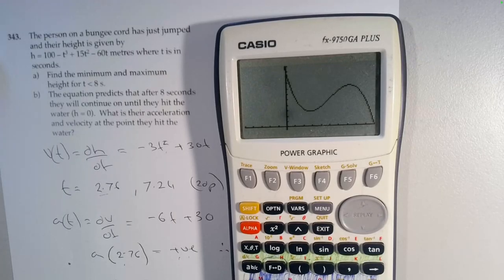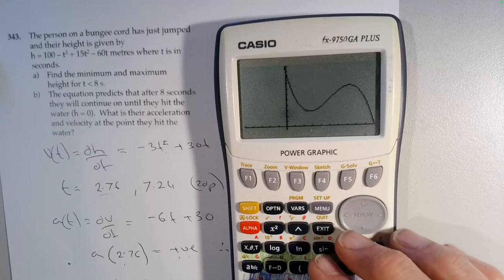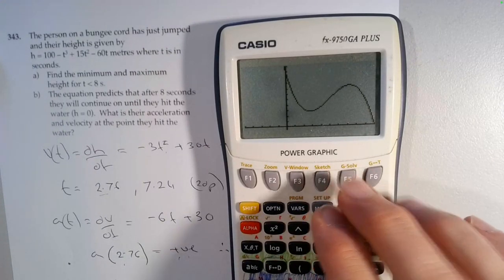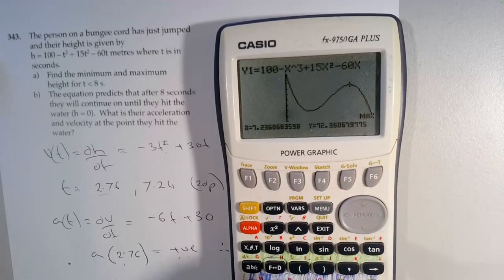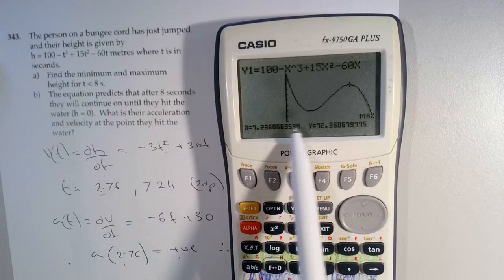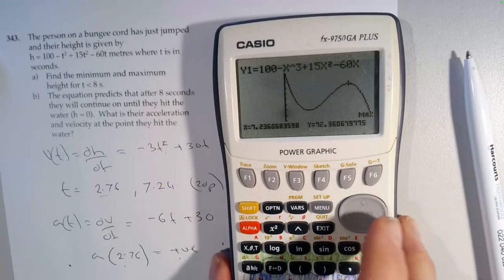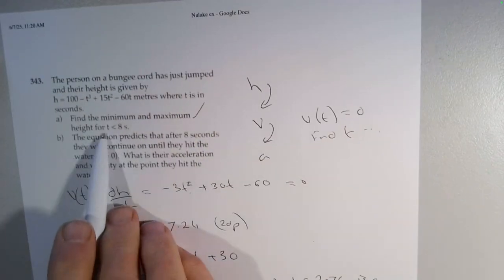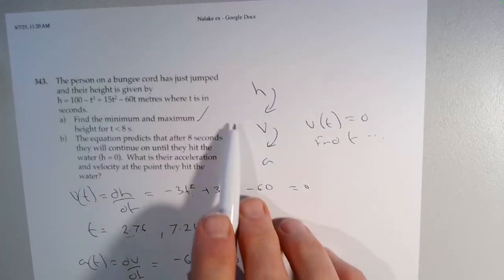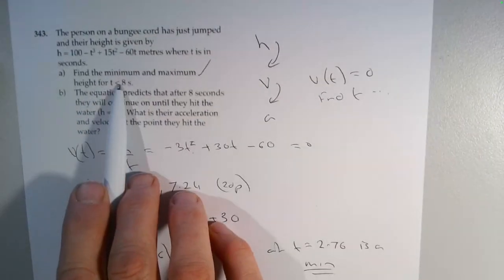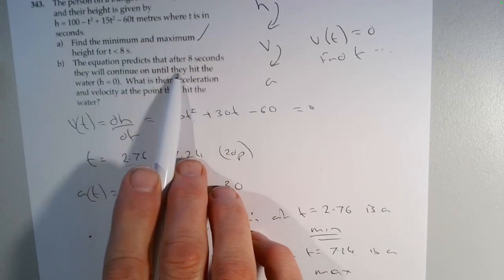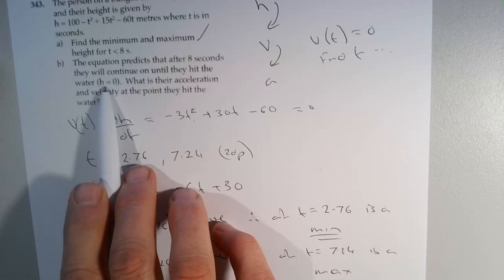And is that a fail from the calculator? Oh, that was interesting. Oh no, got there. Wow. Okay, so, and there, as you can see on the screen, is your answer, 72.36. Righty, that was a lot of work really, but we have just proved that, and obviously less than 8 seconds because a cubic will start to, well, that's when it gets sensible. The equation predicts that after 8 seconds they will continue on until they hit the water at h equals 0.